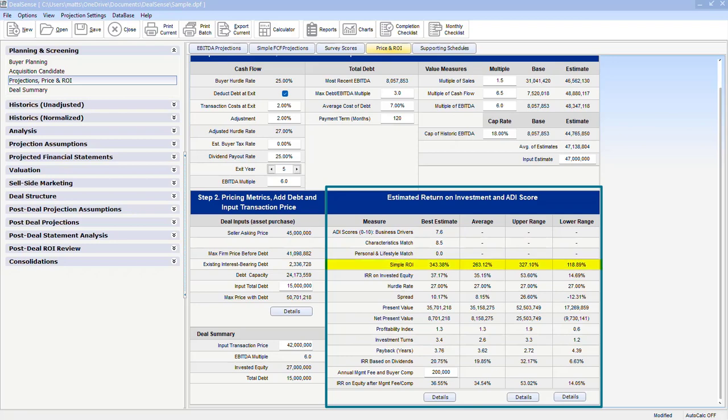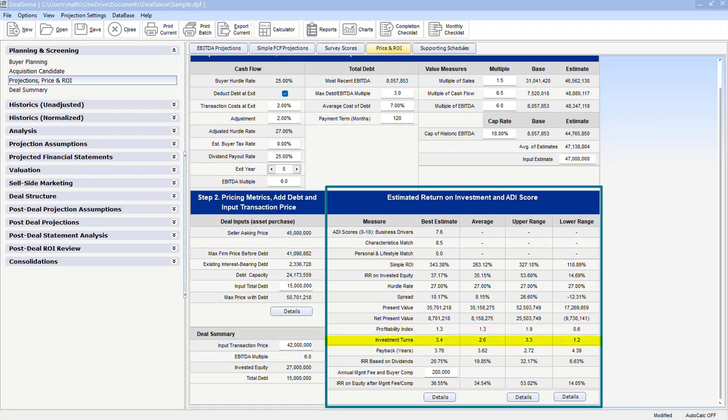The metrics include simple return on investment, IRR on the buyer's invested equity, the hurdle rate and spread, which is the buyer's IRR less the adjusted hurdle rate, the present value and net present value of the cash flows, and profitability index, which is present value divided by the initial investment. A profitability index greater than 1 means the ROI exceeded the adjusted hurdle rate. So greater than 1 indicates a profitable deal based upon the initial data and all assumptions.